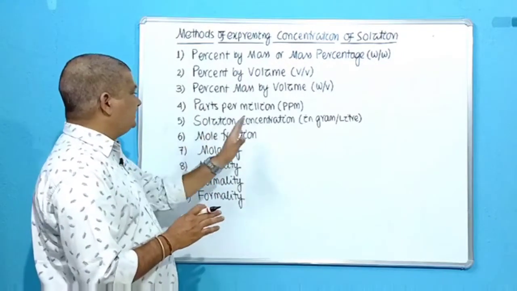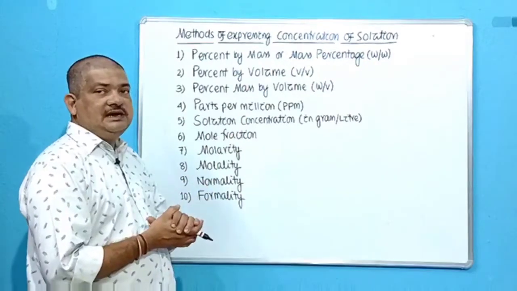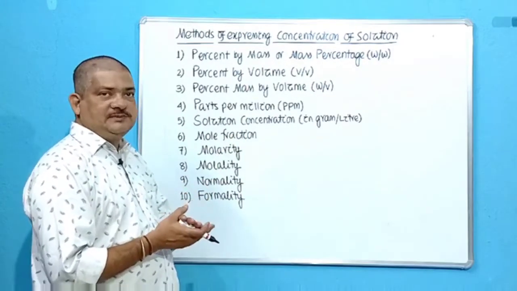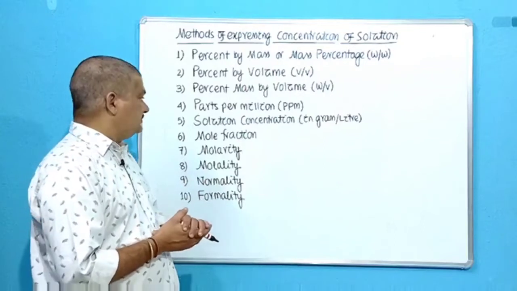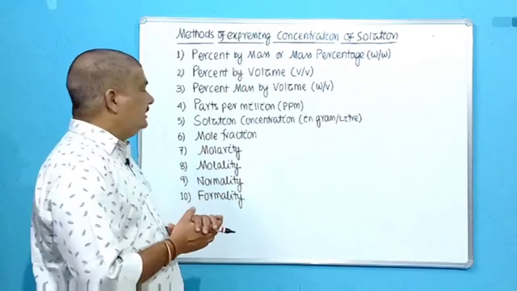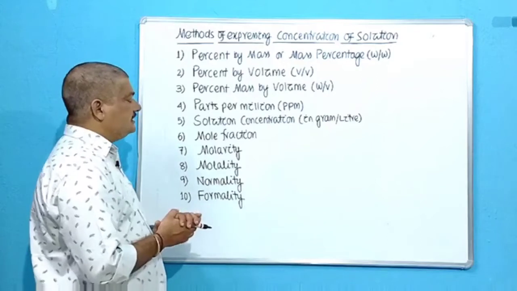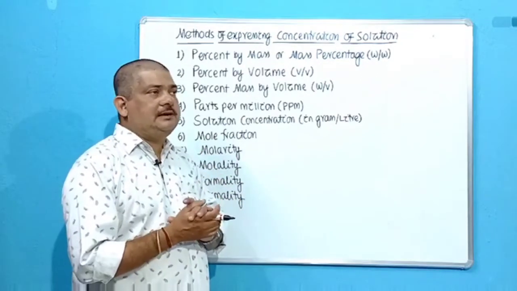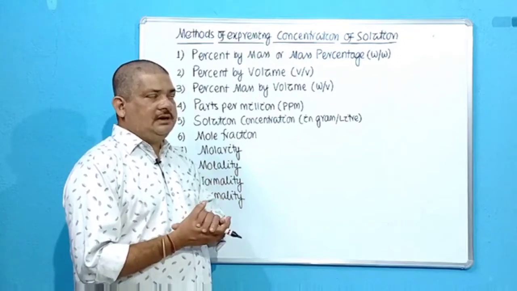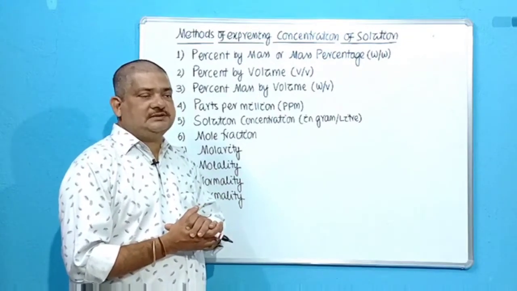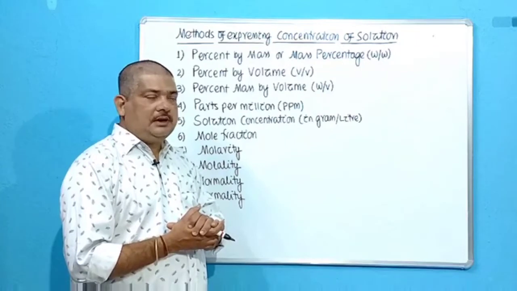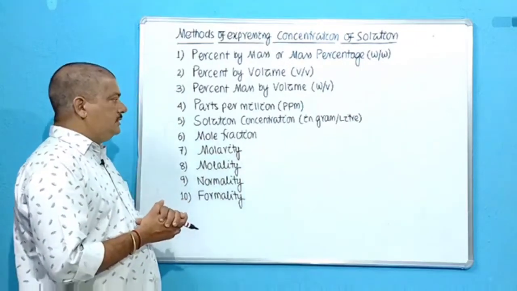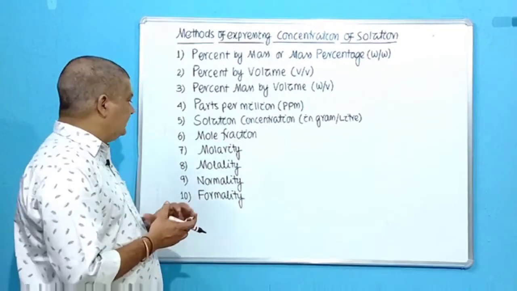Then there are other ways, parts per million. You know million means 10 power 6. So the number of parts present per million parts is called parts per million. We will be discussing these things in detail. Then solution concentration is generally expressed in gram per liter. So we will also include that one, because normally in laboratories we used to express the concentration of solution in terms of grams per liter. So that is also one of the methods of expressing the concentration.